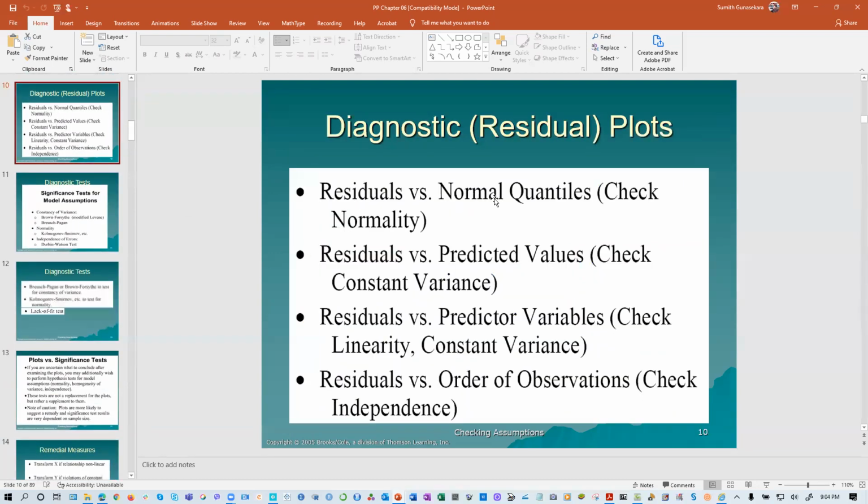Residual versus normal quantile. That means theoretical quantile versus residual. Even the raw residual you can still use, but most of the time they use standardized residuals. Standardized residual versus normal quantile. How they calculate this, I showed you how to get that. Standardized residual, okay?